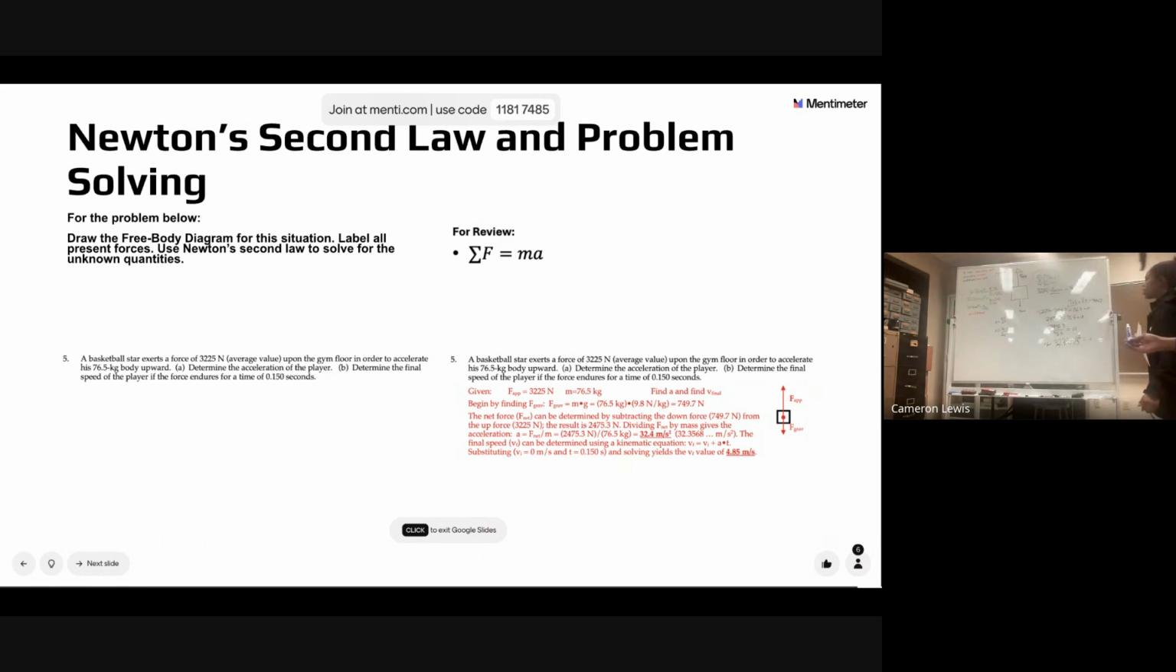He found the weight. This was mass times gravity, times the 9.8. So that gives you your weight, 749, and the 320.25 is the newtons.